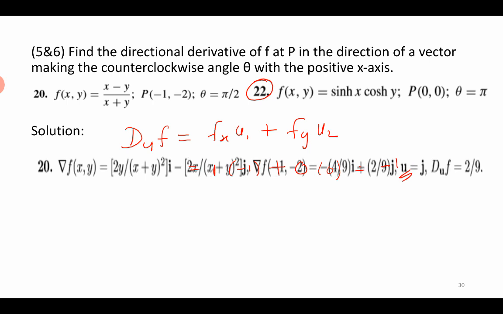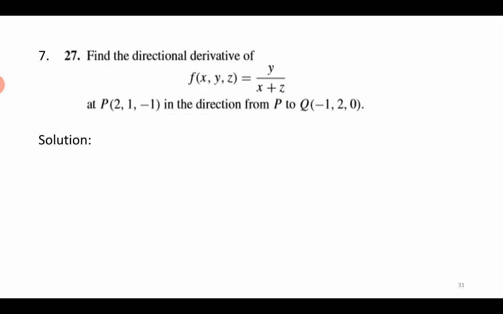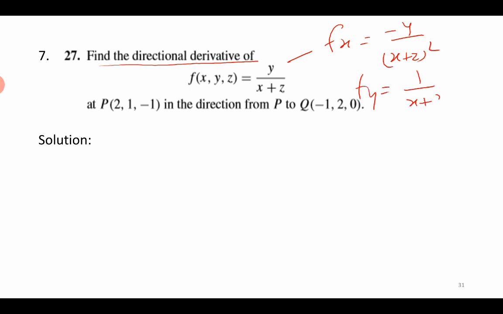I think I can leave the remaining problems for your practice. Okay, we need to find a gradient. Let me check whether one more problem is possible. So this problem again, find the directional derivative of the function. This function is a function of three variables. You can find fx, which is negative y over (x plus z) whole square, fy is 1 over x plus z, fz is negative y over (x plus z) whole square.